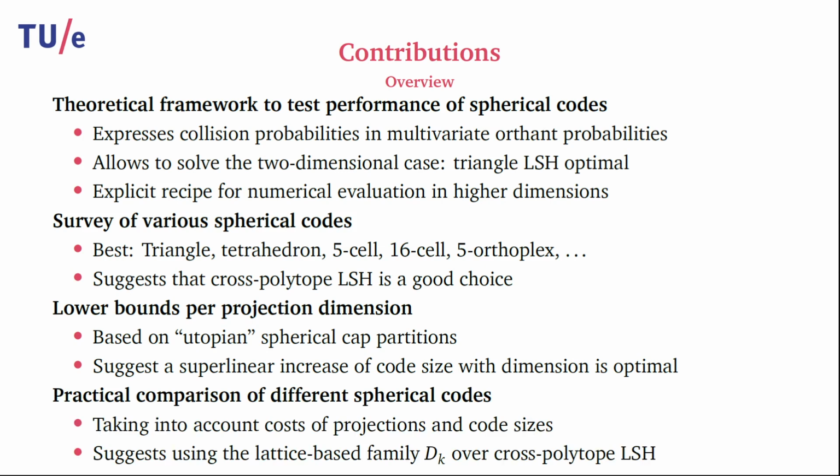And the last contribution is a more practical comparison of different spherical codes, where you don't only look at the parameter rho, but also at practical costs of projections and how code sizes affect this. And this suggests that using the lattice-based hash family, DK, is actually slightly better than cross polytope hashing.